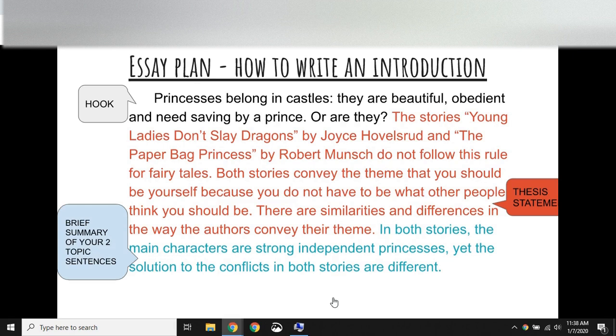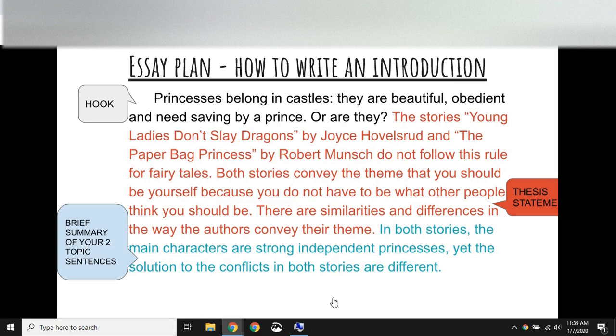There are similarities and differences in the way the authors convey their theme. Okay? You're answering the question, well, what is the theme and how is the author conveying it? Well, they're conveying it in similar ways and different ways. All right. And then you give a brief summary of your two topic sentences.